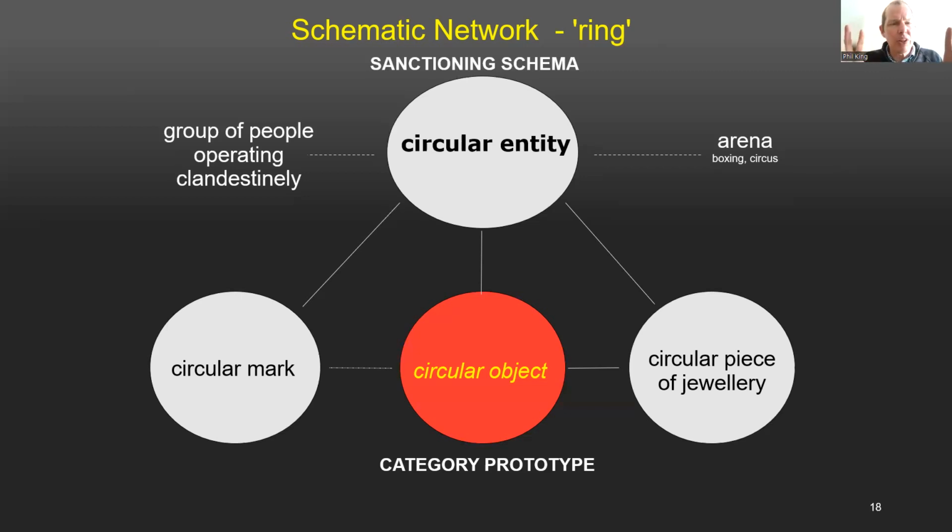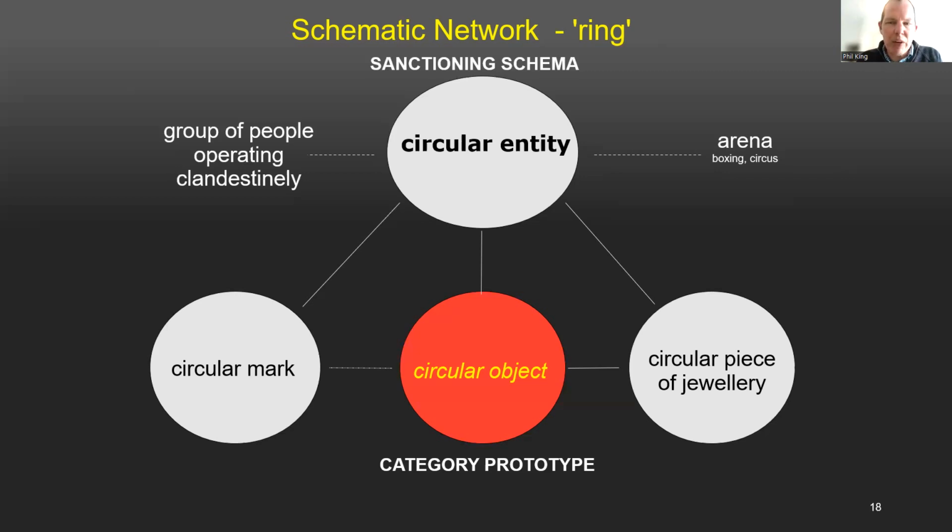But the point is here, we're trying to say this isn't just a random bag of different meanings, but there is structure. Things are connected in some way. Those that are close to the prototypes, and then sanctioning schemas, and then things that are linked to those sanctioning schemas, but further away from our original prototypes. So you can see here, the arena or the group of people operating clandestinely are linked to that circular entity in some way. They're extensions from that, further away from our original prototype.